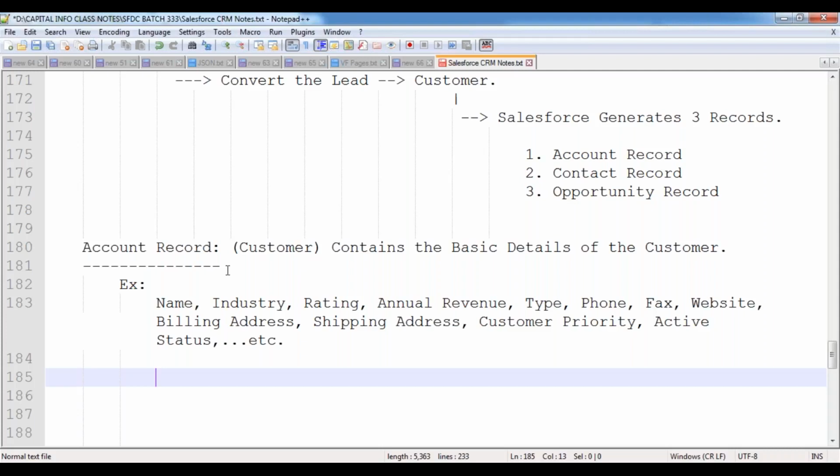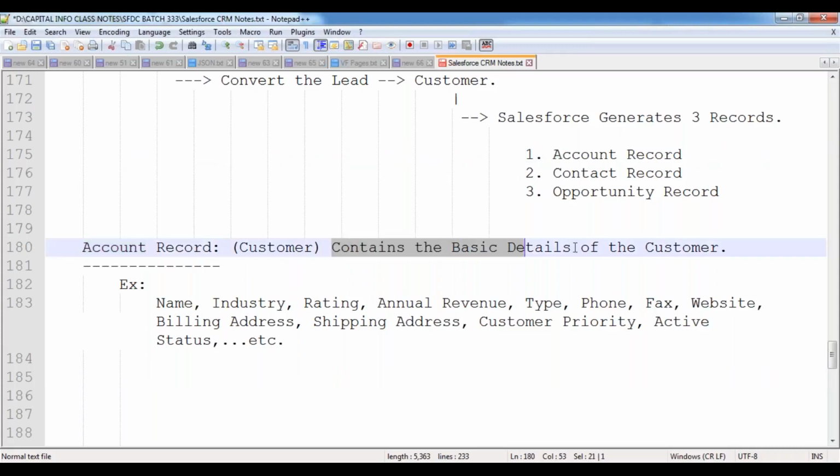So the account record contains the basic details of the customer, like the name of the customer, the industry with which he is associated, the rating value, annual revenue, type of the customer, phone number, fax number, website name, billing address, shipping address, customer's priority and active status. This whole information is captured as part of this account record. So whenever we convert the lead as a customer, Salesforce generates this account record, which contains the basic details of your customer.